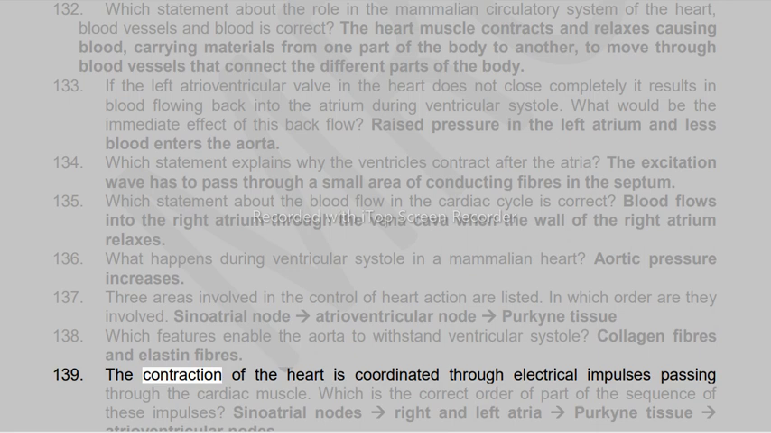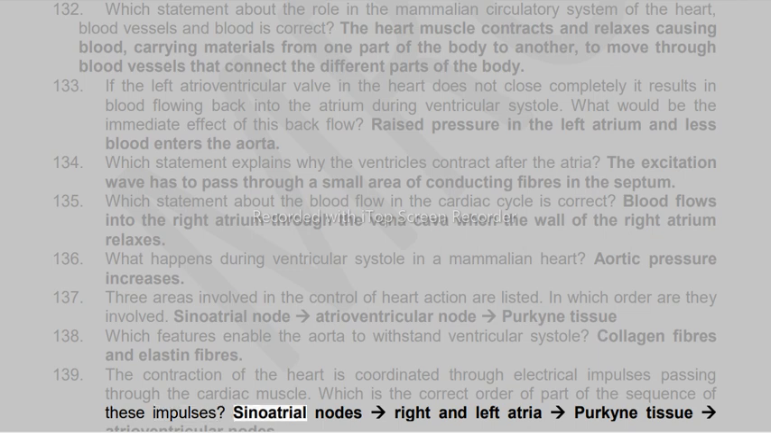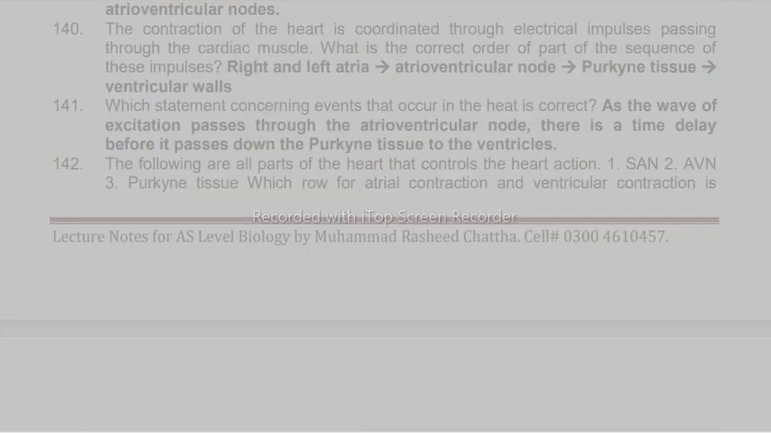139. The contraction of the heart is coordinated through electrical impulses passing through the cardiac muscle. Which is the correct order of part of the sequence of these impulses? Sinoatrial node, right and left atria, atrioventricular node, Purkinje tissue. 140. The contraction of the heart is coordinated through electrical impulses passing through the cardiac muscle. What is the correct order of part of the sequence of these impulses? Right and left atria, atrioventricular node, Purkinje tissue, ventricular walls.